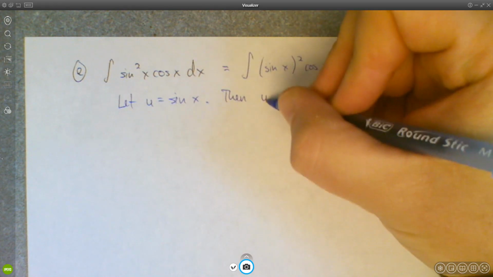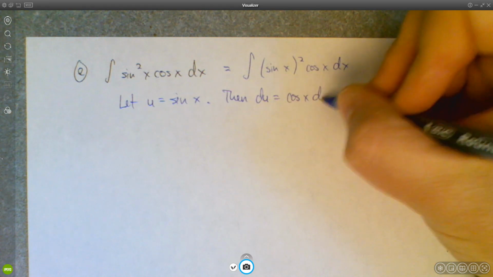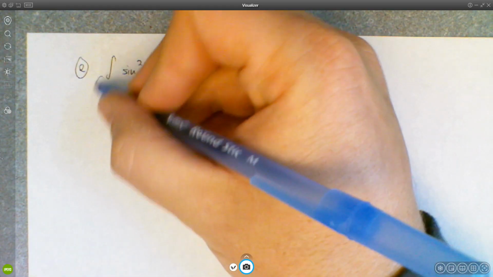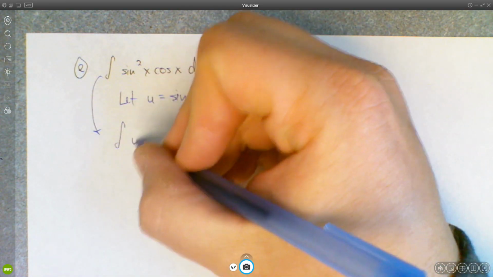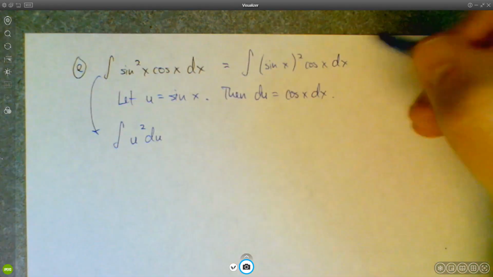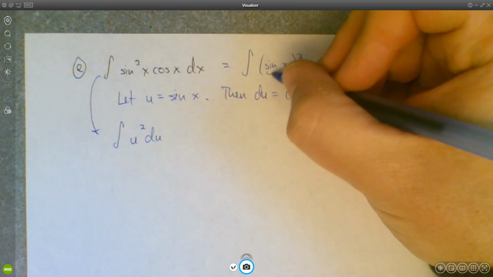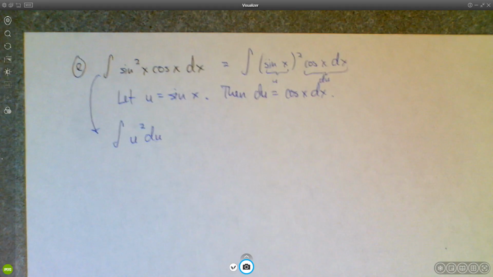Then du would be cosine x dx. Beautiful, right? And now this whole thing just becomes u squared and then du. Right? This thing is du. This thing is u. So you have u squared du. And that's all there is to it.